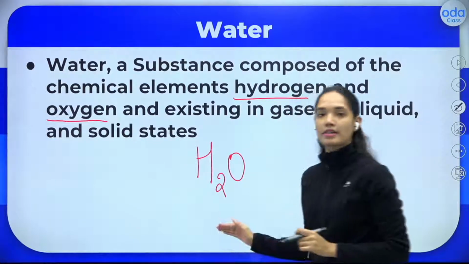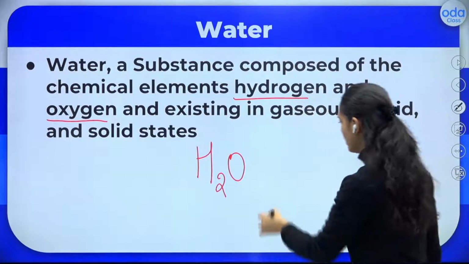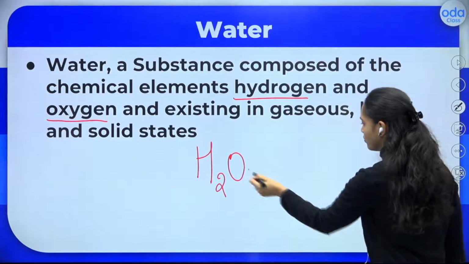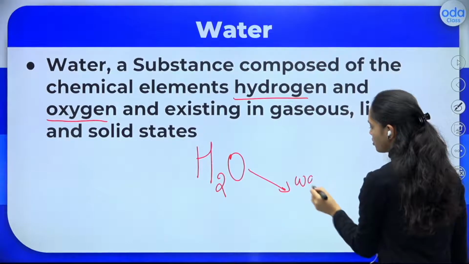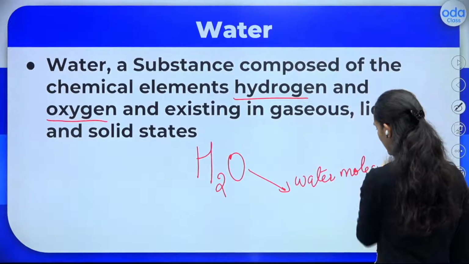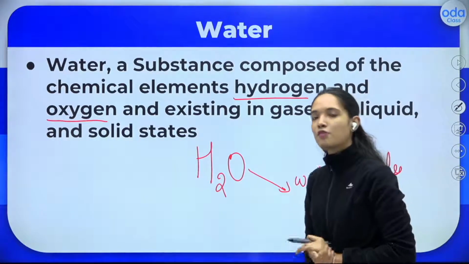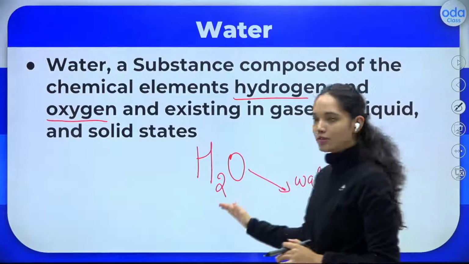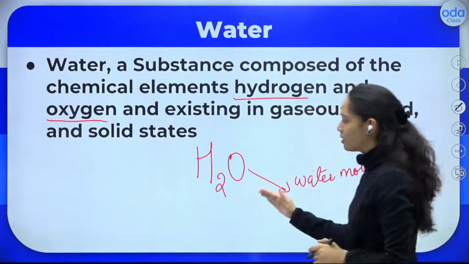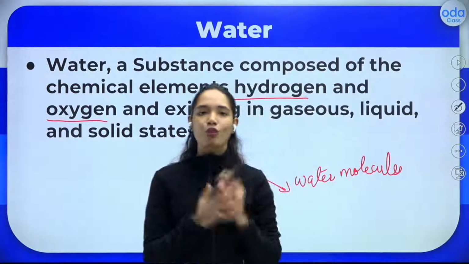So what I mean to say is, it is H2O. This is how we often write it, right students? This is a water molecule. H2O is a water molecule. So students, it is that liquid which contains hydrogen and oxygen. In water you will find 2 atoms of hydrogen and 1 atom of oxygen. So H2O is nothing but your water.